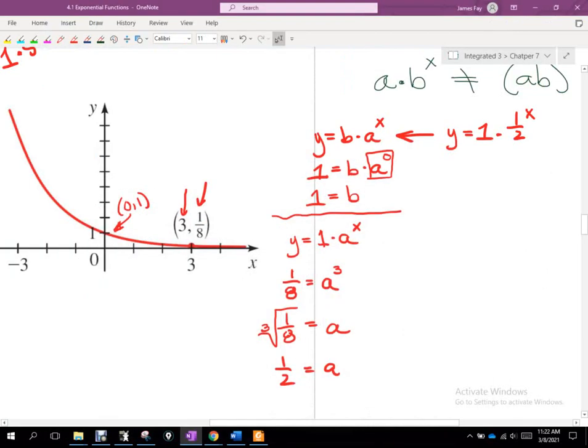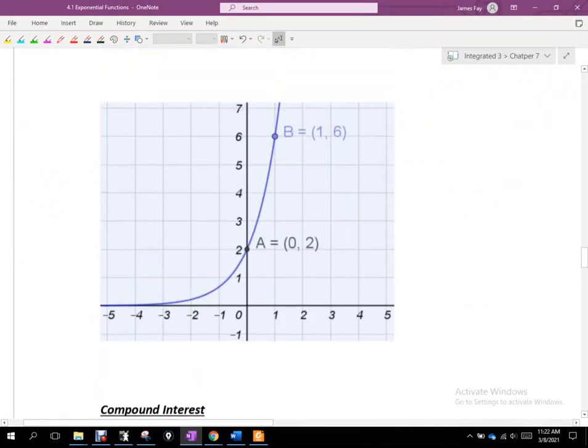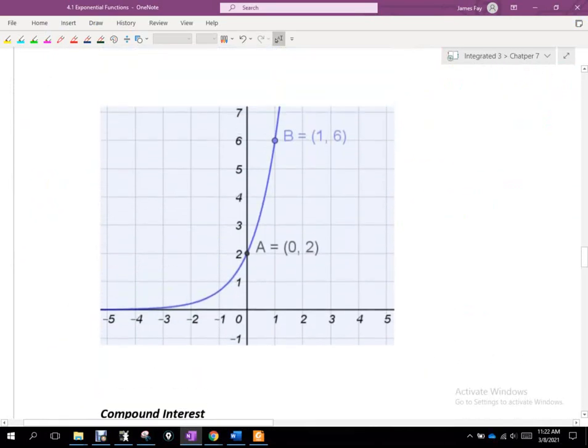I want you guys to take a moment and give this one a shot. Now, B will not be 1 in this one, but you still start with that point where x is 0. All right, so we go y equals b times a to the x, right? We're going to start with this point again. Always start with the one that has the 0 in it. So y is 2, b times a to the 0, right? What's a to the 0? A to the 0 is 1. So does that tell you 2 is equal to b times 1?